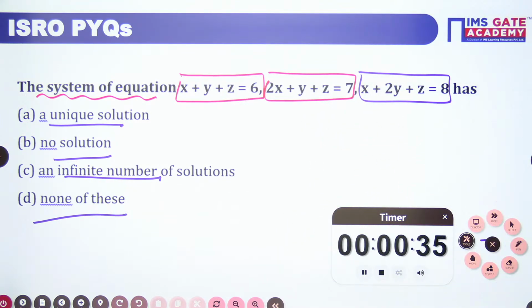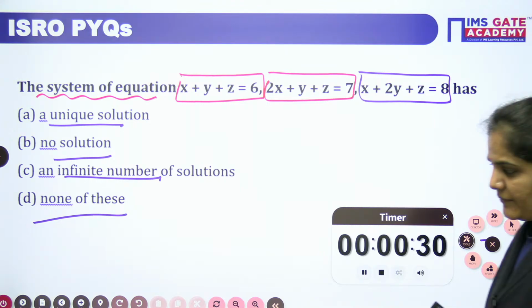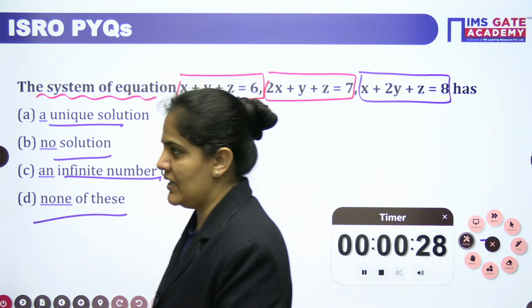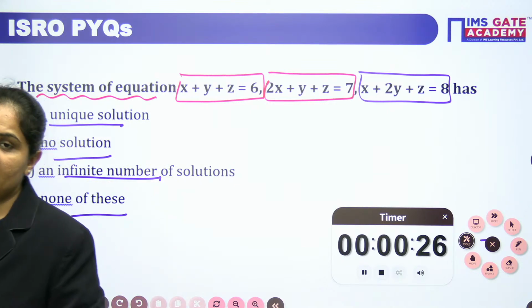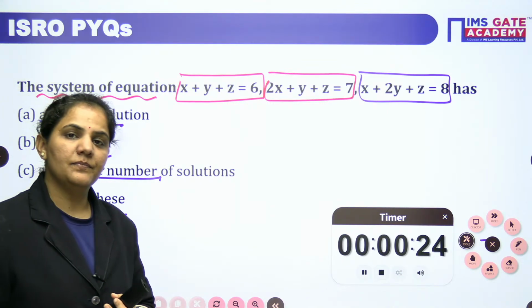So what about the result? The system of equations is given to us. We need to make the augmented matrix AB from here, and then solve accordingly.